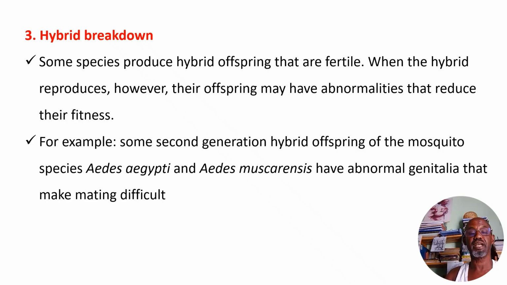For example, some second generation hybrid offspring of the mosquito species Aedes aegypti and Aedes muscarensis have abnormal genitalia that make mating difficult. Sometimes this may also happen, you see. The F2 generation may have some abnormalities in their reproductive organs, so they can't have appropriate sex and transfer sperm cells from the male to the female. Reproduction will not occur unless sperm are transferred.